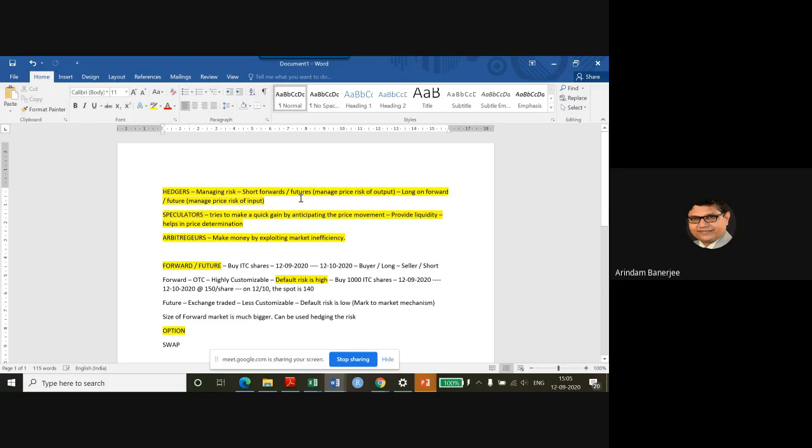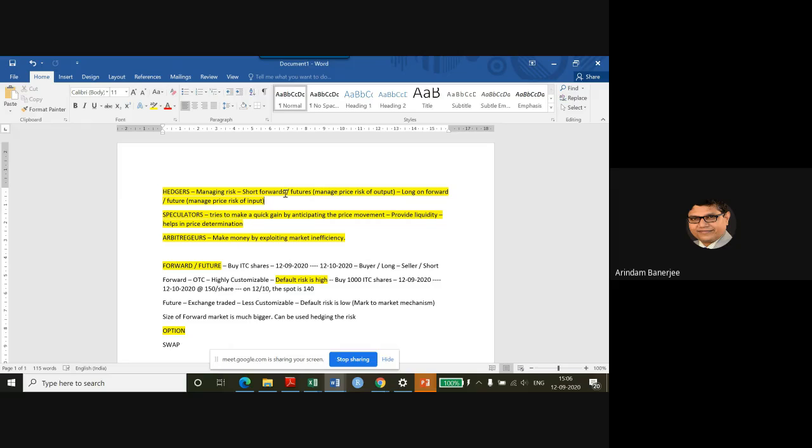Now obviously, in the first case, if it is a forward, the default risk is high. For example, if the farmer has entered into a contract to sell at 100 rupees per kg, and after 3 months in the spot market the price becomes 150 rupees per kg, then the farmer will not be very interested to sell, to execute this forward. So the default risk is on the higher side. Though in the forward market, default usually does not happen much.